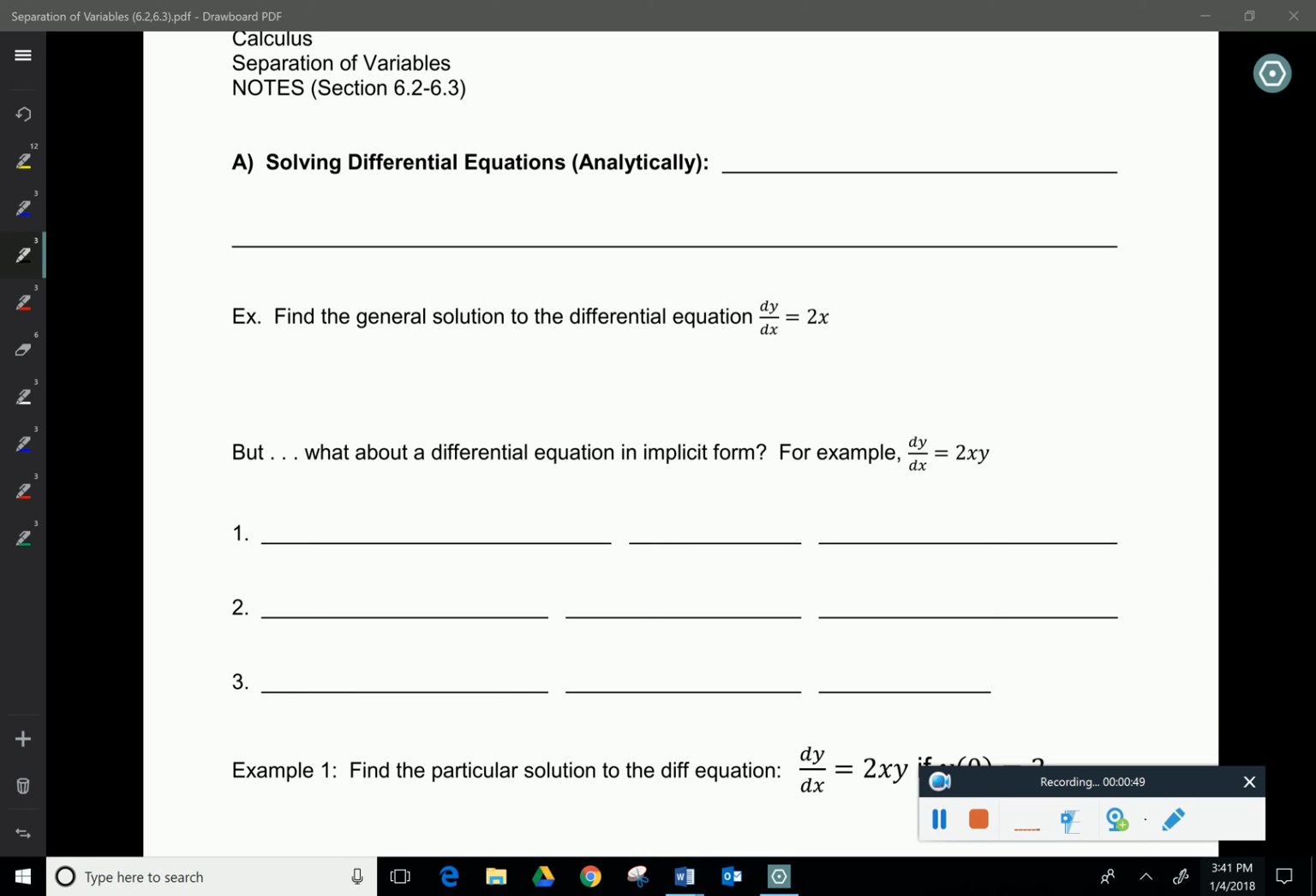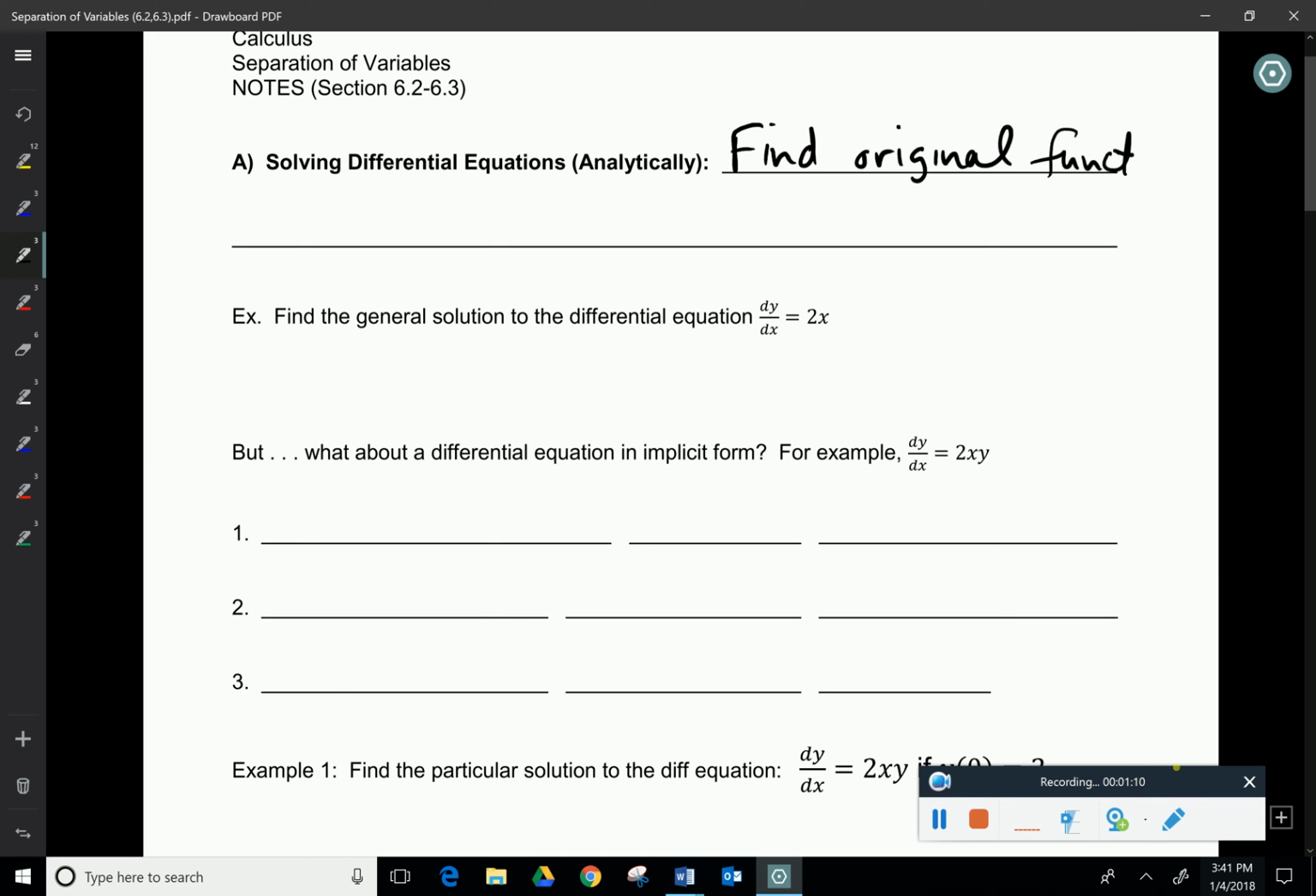First of all, solving differential equations. We've done this before. We've answered questions where it simply says solve the differential equation. Basically what that means is that we're going to find the original function, assuming that you are given the derivative.